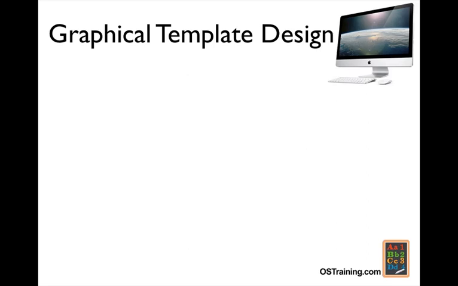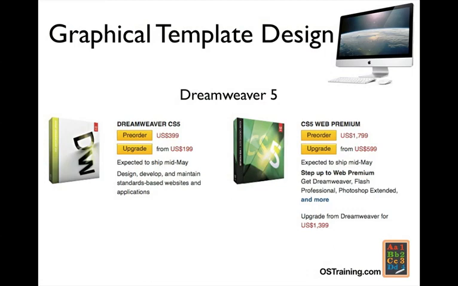Back to graphical template design that's kind of an all-in-one approach, of course, is Dreamweaver. Dreamweaver takes that sliced up Photoshop file and creates your Joomla template for you. Dreamweaver 5 is $3.99 on its own. It's an upgrade of $199 if you've got a previous version. But again, the CS5 Web Premium is really a great software package. At $1,800, it's a little expensive.